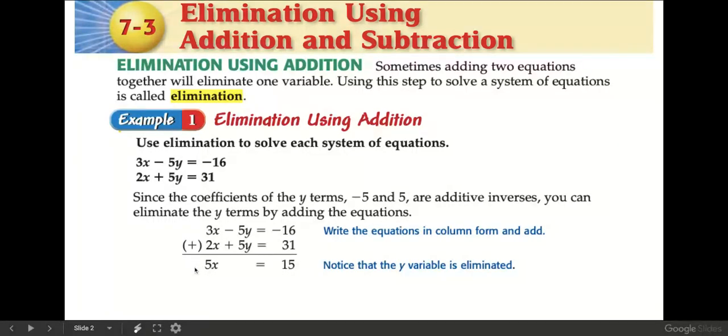Notice how now I have an equation with just one variable, so I can find out what x equals. I'm going to divide both sides by 5. When I divide both sides by 5, I know x will equal 3. So now I found the variable x. Well, remember, this is a system of equations, right? A system of equations requires an x value and a y value. So since I found my x value, now I need to find my y value.